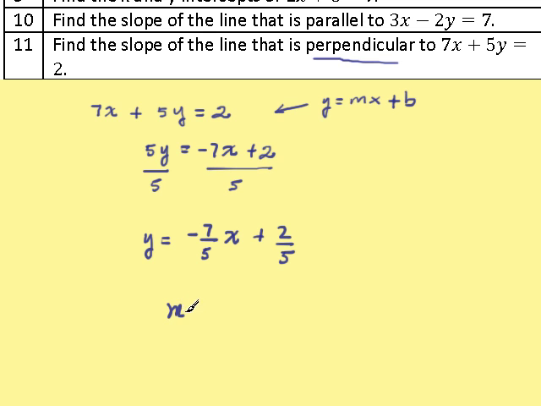So the slope that I'm going to write down, the slope of the perpendicular line, is going to be the negative reciprocal of this slope. So that would be positive 5 over 7. That's the negative reciprocal.